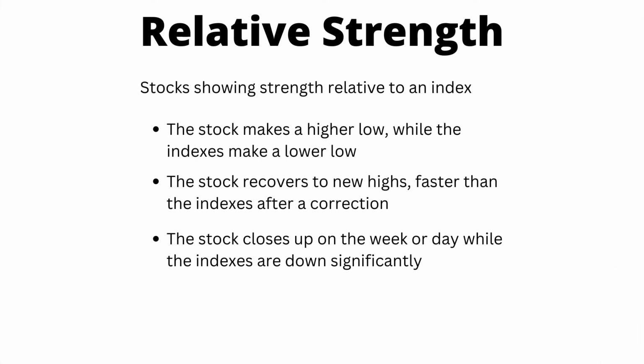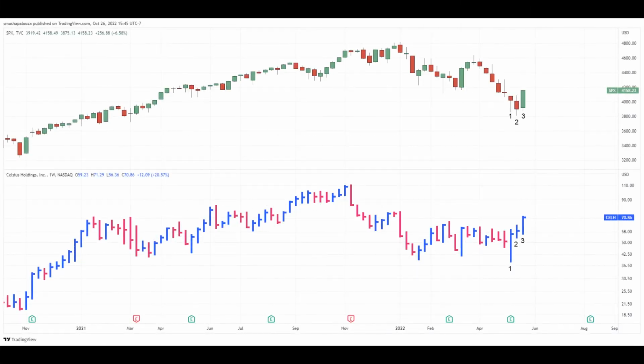Lastly, we can spot relative strength when a stock closes up on the week or day while the indexes are down significantly. Let's take a look at Celsius, and specifically these last 3 weeks on the chart. In week 1, the S&P fell by 2.41%, while Celsius gained over 11%. The next week, we had a similar story as Celsius gained over 4.24% as the S&P fell another 3%.